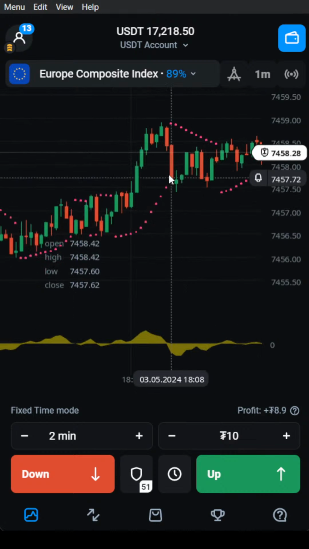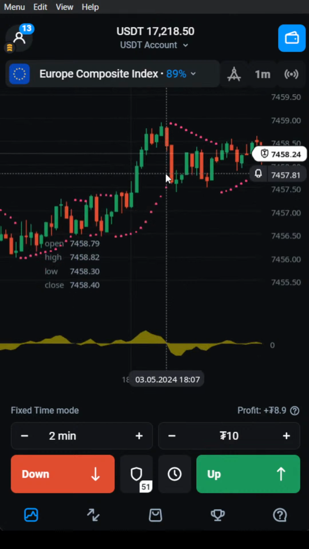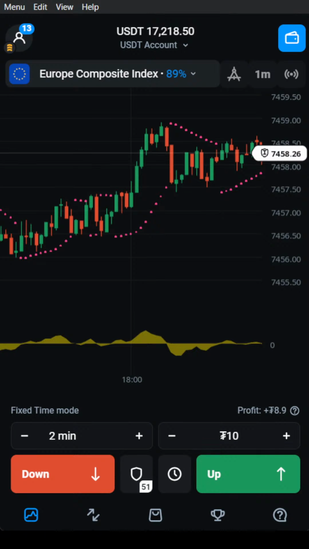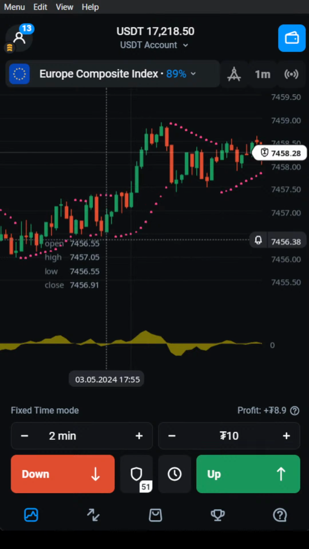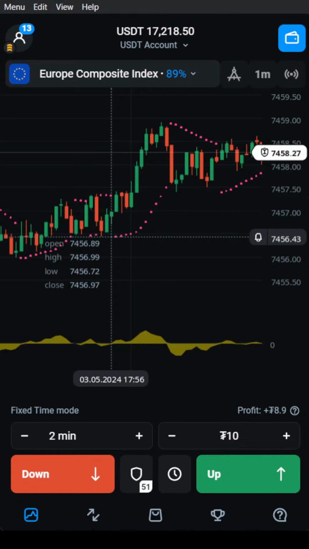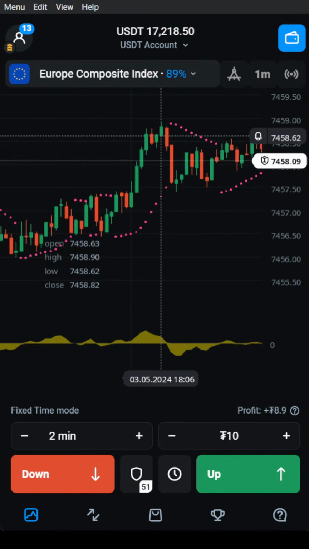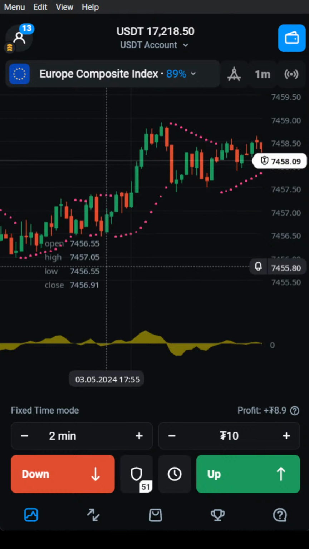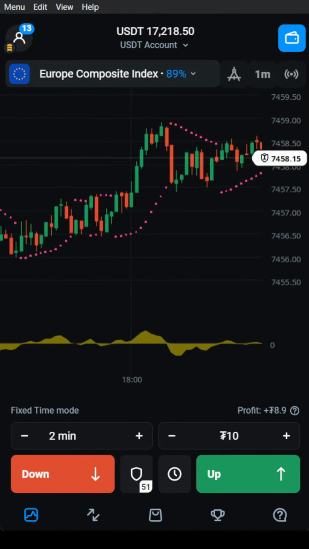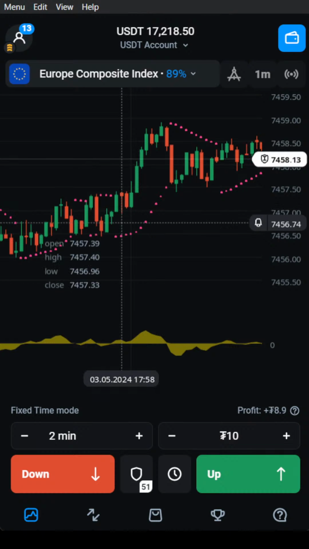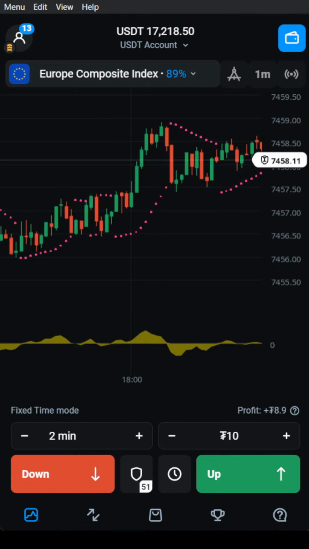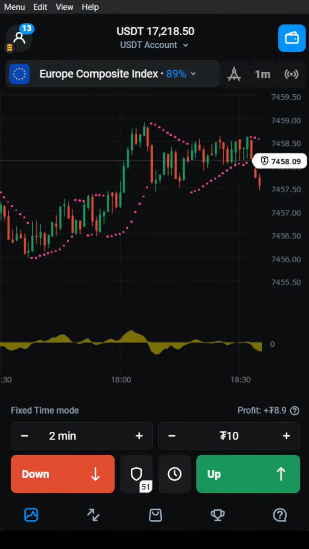Now, let me explain to you how the strategy works. First of all, whenever we see that the parabolic, the pink dots, is below the candle, the color of the candle is green, and at the same time, the MACD is going above the zero line. This is the time we make an up trade for 2 to 3 minutes.